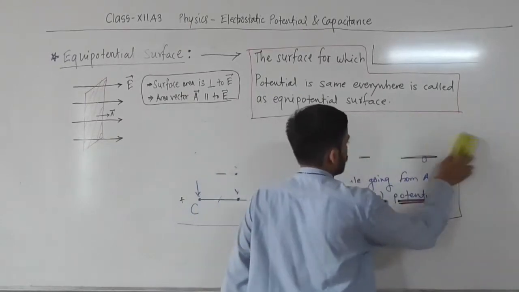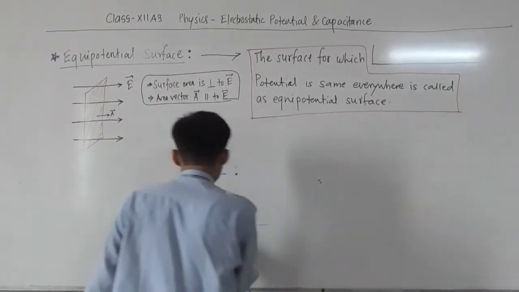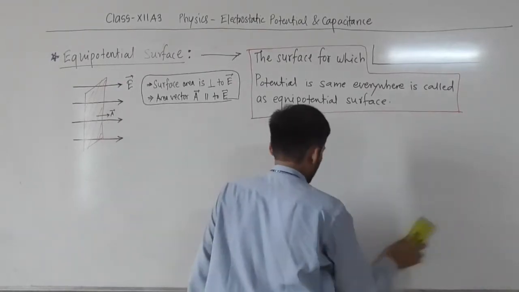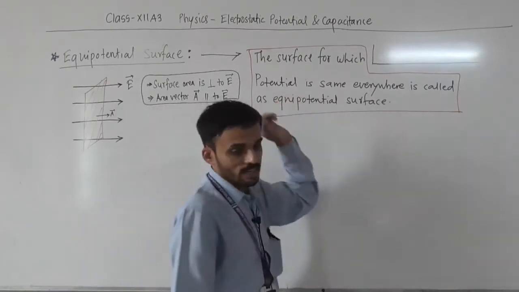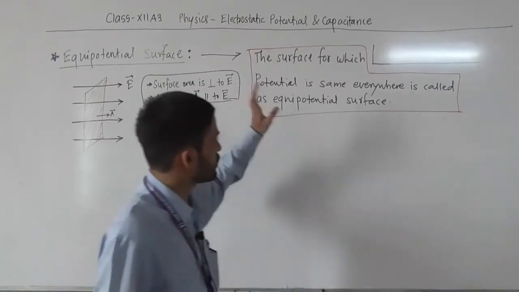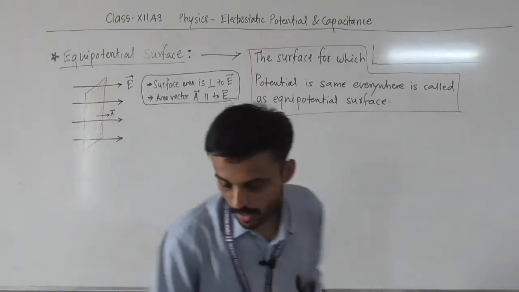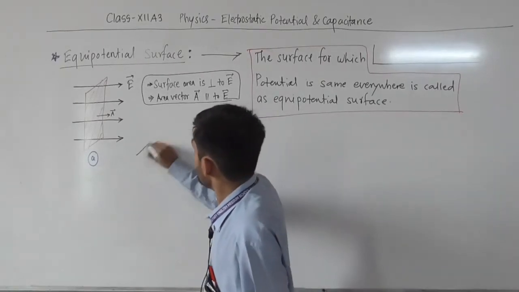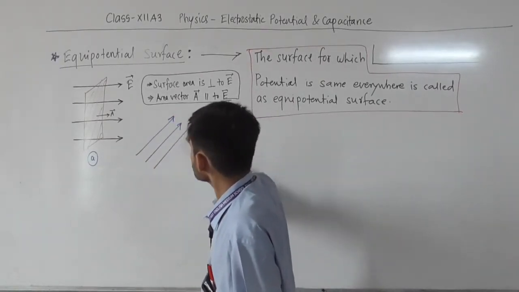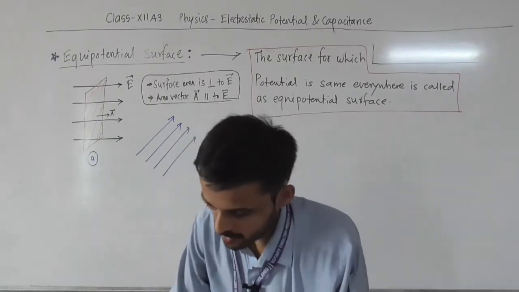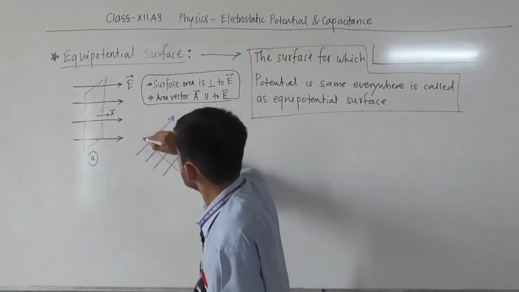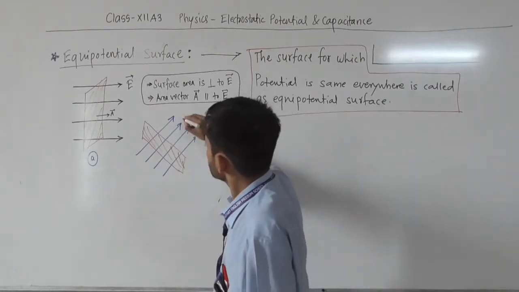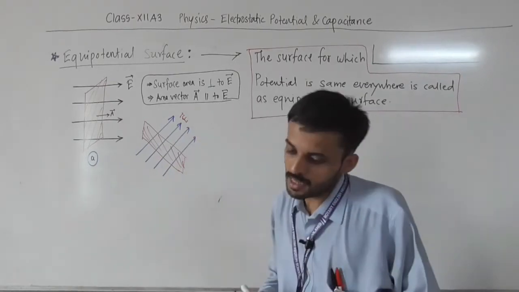So let me repeat. What we have discussed now is about equipotential surface. Now we have come to know that an equipotential surface is the surface for which potential is the same everywhere. Number one, A. This is the equipotential surface. Suppose I have it like this, then what will be the equipotential surface? This will be the equipotential surface. Here also, this is the electric field. Here is the potential which will be the same.